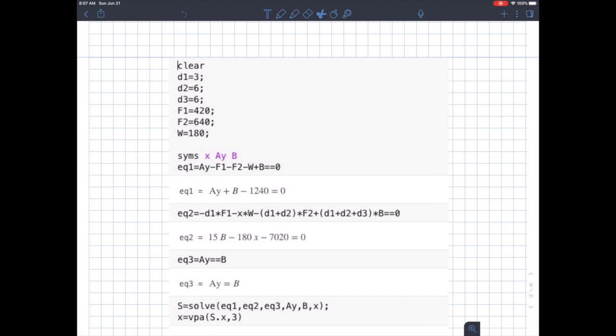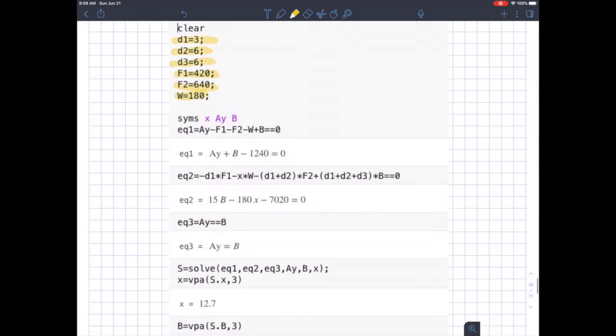And so I looked at the free body diagram and I put in some initial parameters, like that first distance was 3 feet, the second was 6, the third one was 6. I put in the forces, the 420 and the 640, and I put in the weight, 180. Okay, then I came, this is a variable. I call it EQ1. You could have called it dog. All right, it doesn't really matter.